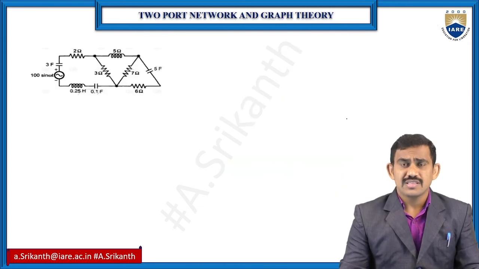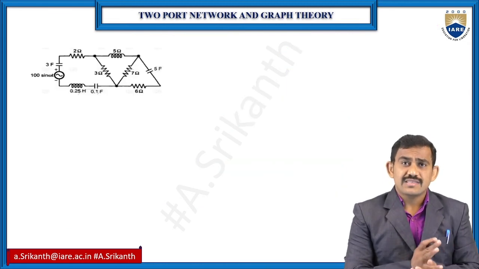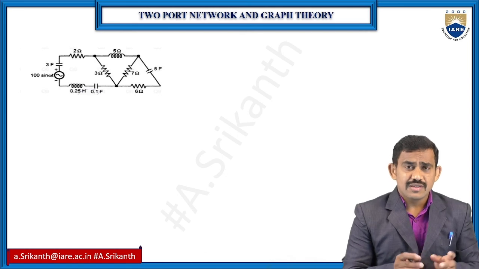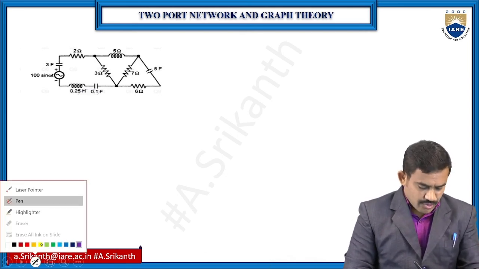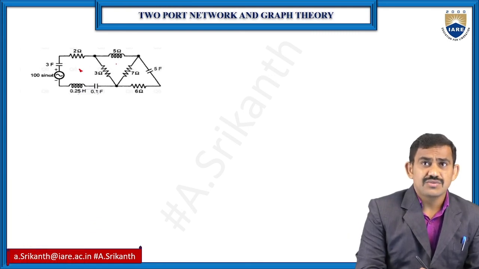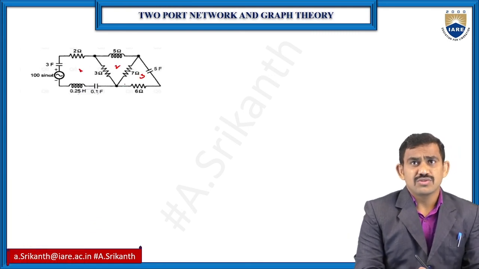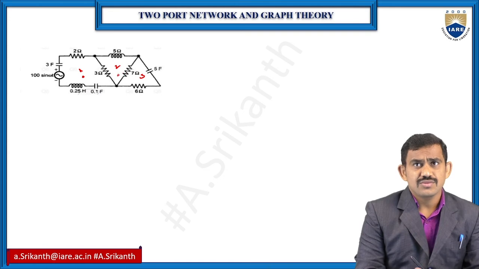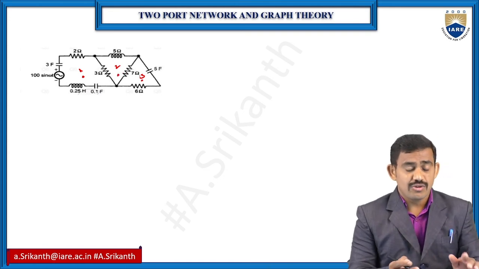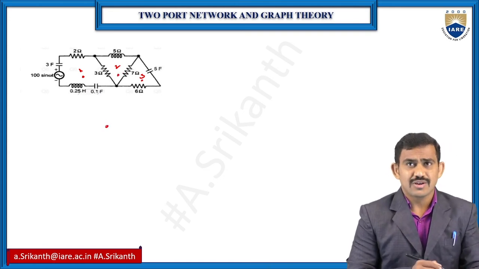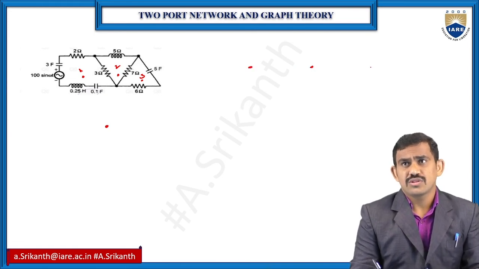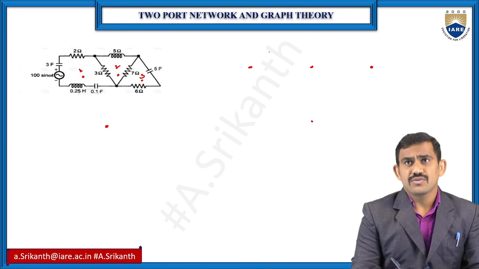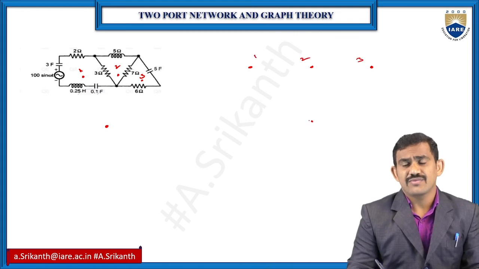Coming to network topology, we have one more, that is dual network. For dual network, you need to find out the number of loops. How many loops we have? For loops, 1, 2, 3 loops. So 3 nodes. So loops convert into nodes. I have one reference node also. So again 1, 2, 3 and 4 nodes.